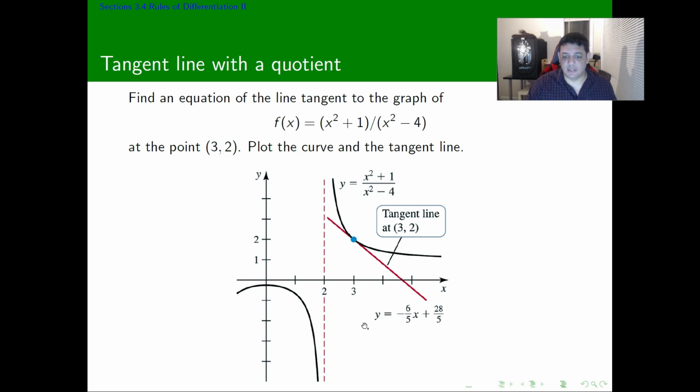As you can see here now, the equation of the line in this case is going to be minus 6 over 5 x plus 28 over 5. And this is the function that is represented. Remember, this is a rational function that has issues at 2 and minus 2 in particular. You see here the asymptote at 2 being drawn. And of course, we also have a horizontal asymptote at 1, because that's the leading coefficient quotient. All right.